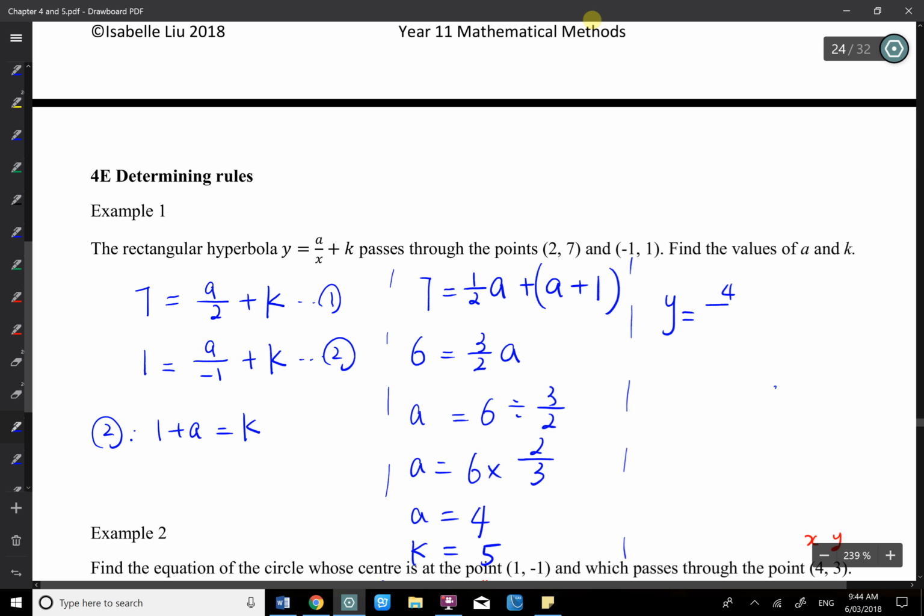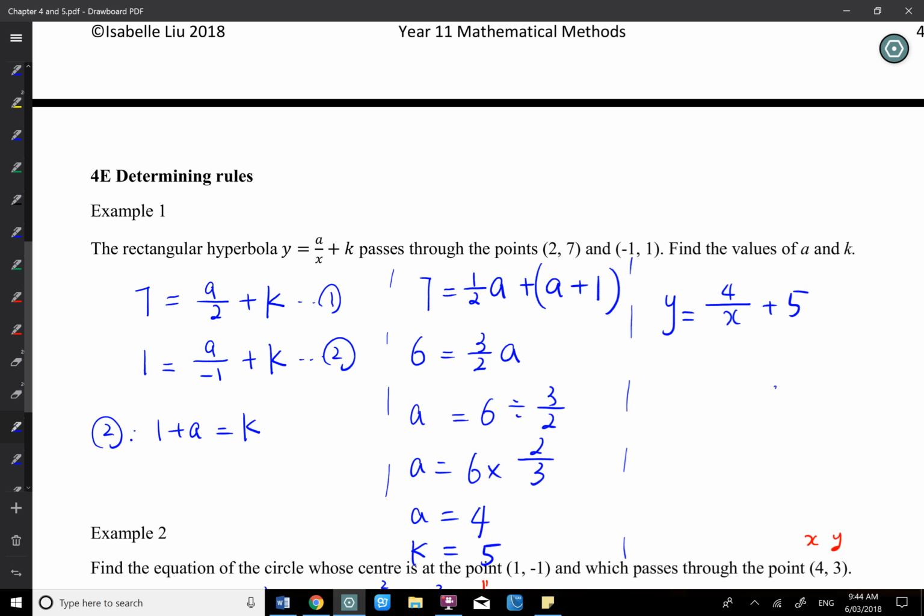And you need to check it. You sub the point 2 in, so that gives you 2. 2 plus 5 equals 7. And then you sub negative 1 in. Negative 4 plus 5 gives you 1. So, which means you solved it right.